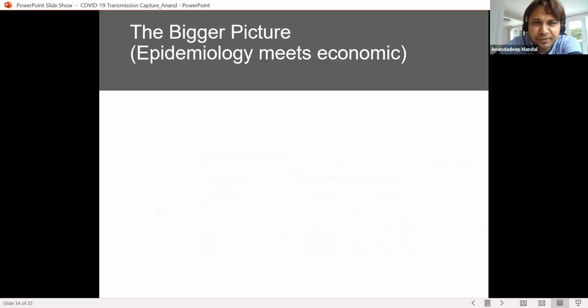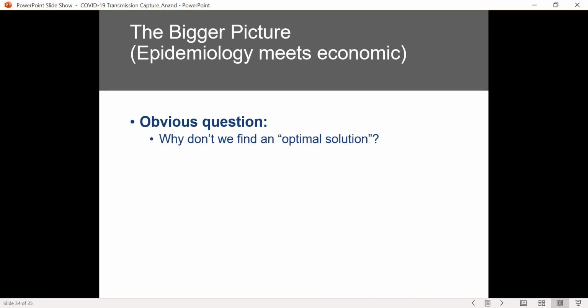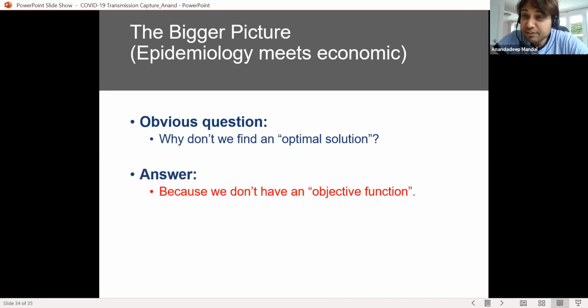And now what's the bigger picture? The bigger picture is, this is only a part of it. The bigger picture is when epidemiology meets economics, which we are working on in several ways. So what's the obvious question? Why don't we find an optimal solution? So much is happening. There is epidemiology. We have the models. We have so many things. So why don't we know what we should do to keep the economy going? So the obvious question is very simple. Why don't we find an optimal solution? But what's the answer? Why don't we have it?